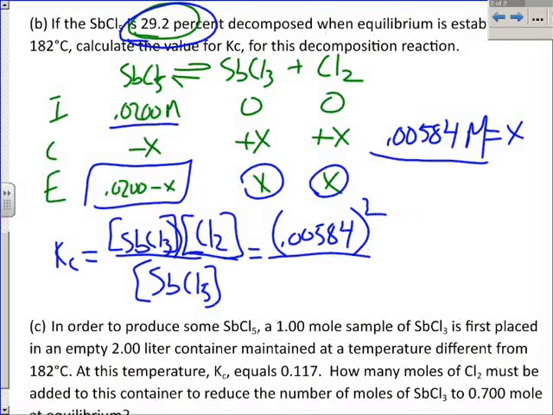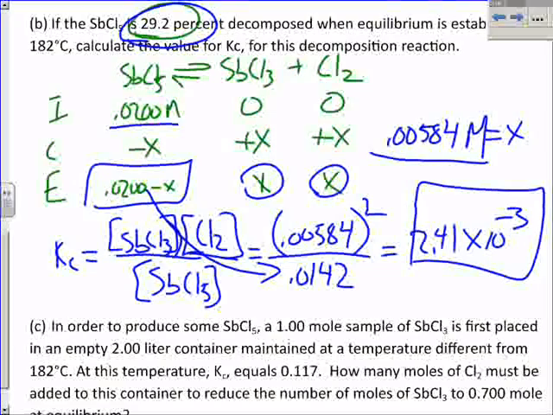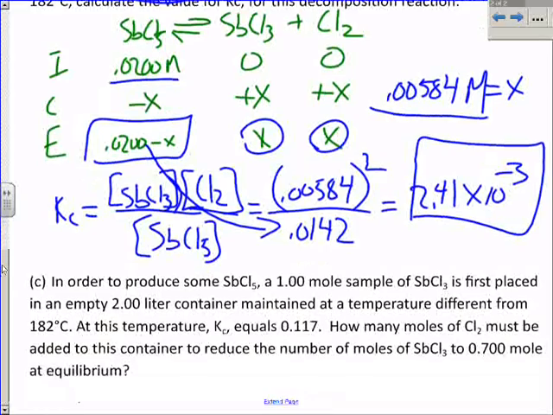So we're going to square that, and that's going to be divided by 0.02 minus 0.00584, and that gives us 0.0142 once we do the subtraction. So remember this. It's going to go right down there after we do the math. And then when I plug in, I end up with 2.41 times 10 to the negative third as my Kc. So that is what Kc is. Now, if I wanted to, I could use the Kp to Kc relationship to calculate Kp at this point.